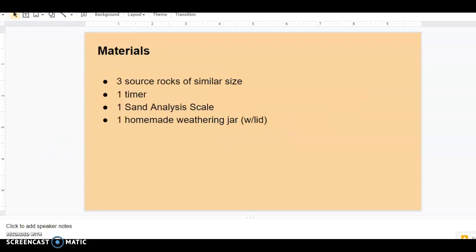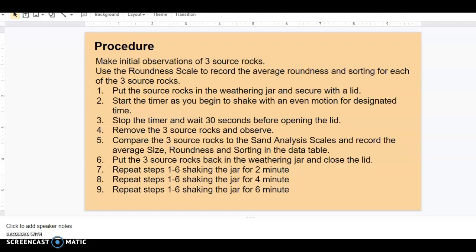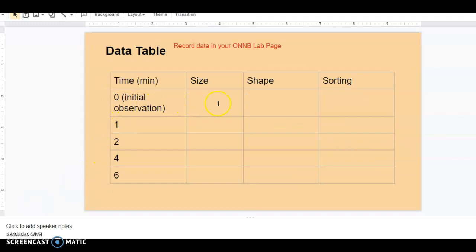What materials do you need to gather right now before you do the lab? Your 3 rocks, your homemade weathering jar, your analysis scale, which remember is back up on slide 6, and a timer. What are you going to do? Well, you are going to put the source rocks in the weathering jar. But before you do that, use the roundness scale and record the average roundness and sorting for each of the source rocks. Initially, how does your rock look? And then you're going to record that under your initial.